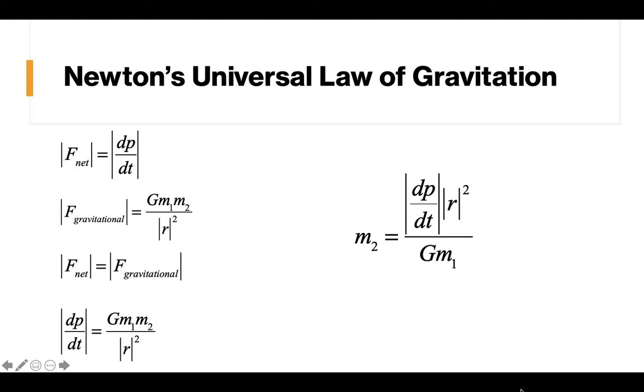Since F net is equal to the rate of change in momentum, the magnitude of F net is equal to the magnitude of dp over dt. The assumption we make on this slide is that the only force acting on the star is the force due to gravity exerted by the black hole.